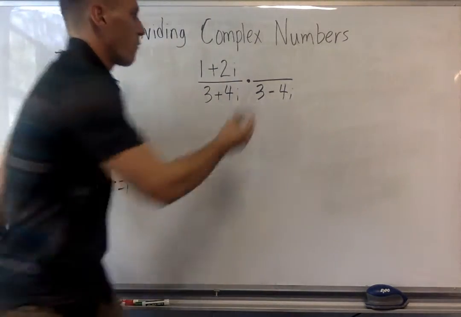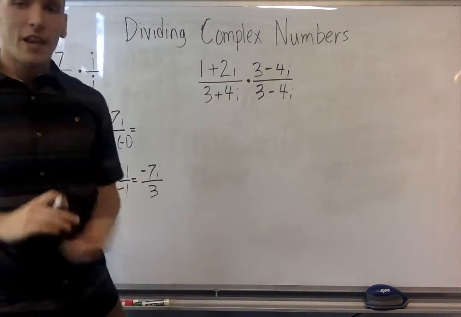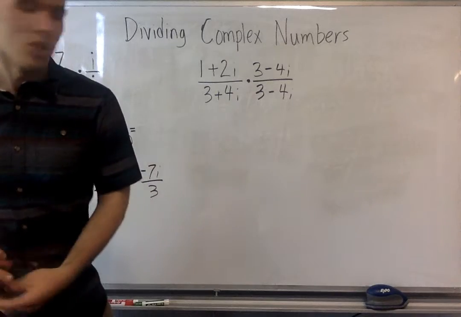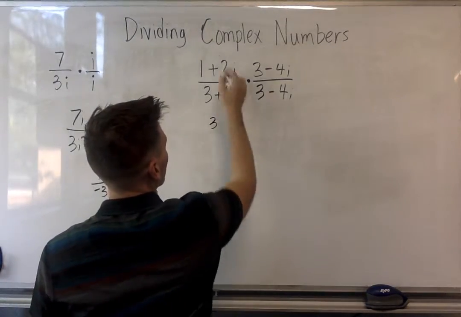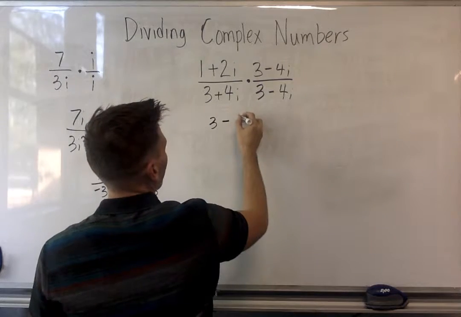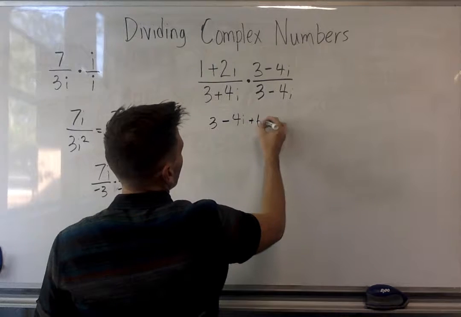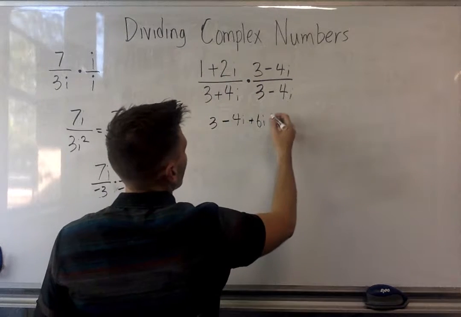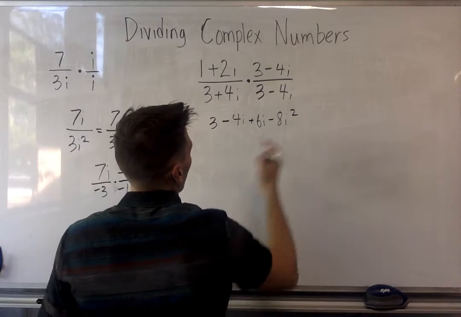And then to make it a factor of 1, the numerator has to match the denominator. So now I'm multiplying by something, and the value isn't going to change. Then I'm going to have to do some FOILing. So 1 times 3 is 3. 1 times negative 4i becomes negative 4i. 2i times 3 becomes positive 6i. And 2i times negative 4i becomes negative 8i squared.